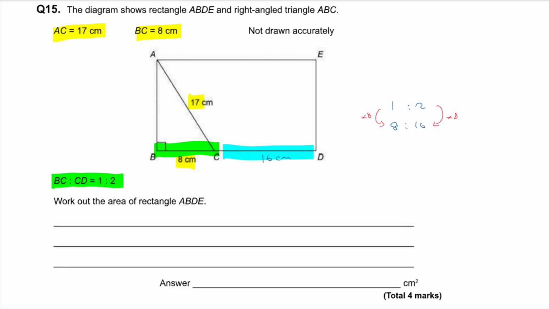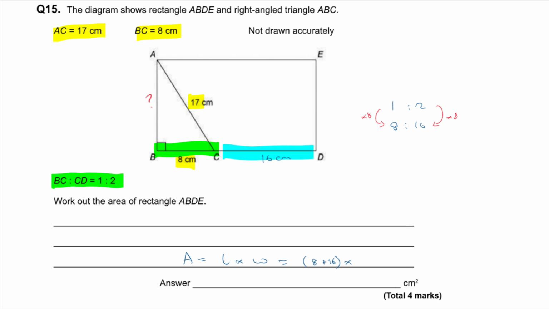Okay, so work out the area of rectangle ABDE. To work out the area of a rectangle, area is equal to length times width, isn't it? So I've got the length. It's going to be my 8 plus my 16 added together, which is 24. And I'm going to have to multiply that by the width, but I don't have the width yet. I've only got one length, so I'm going to have to use something to work out this side here.